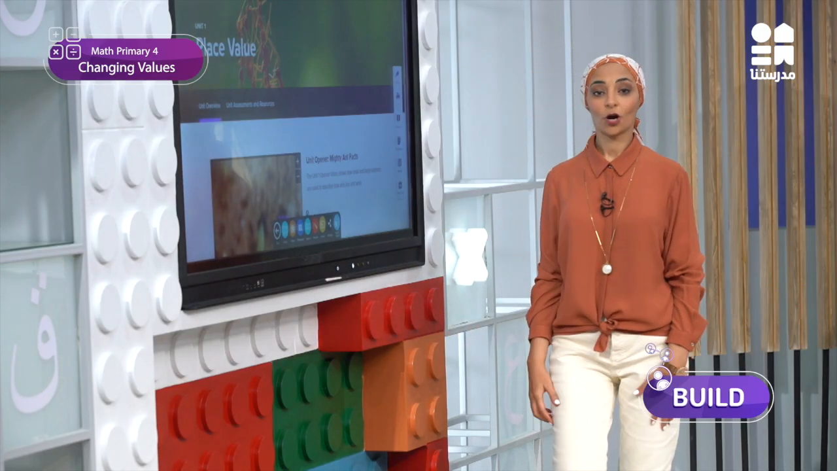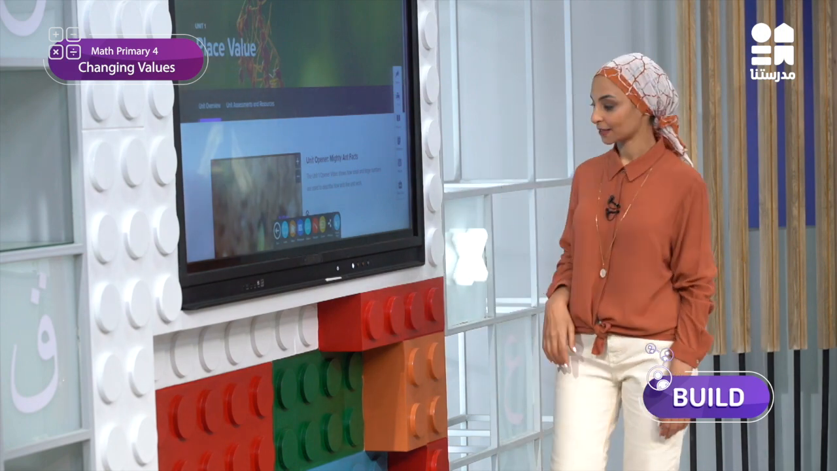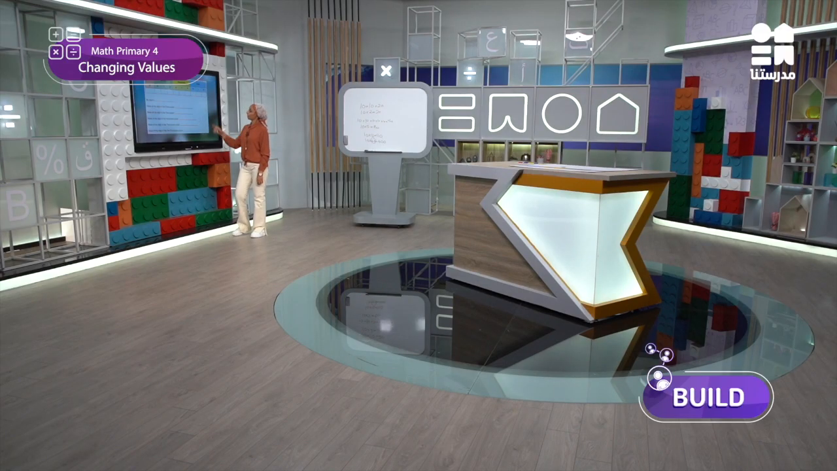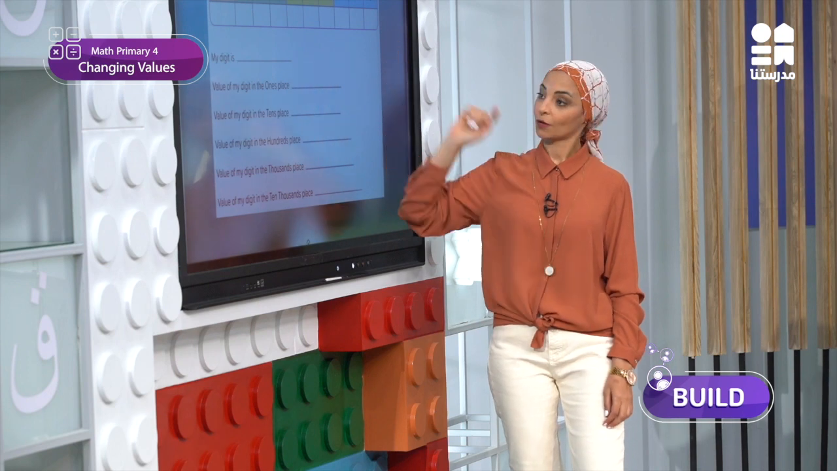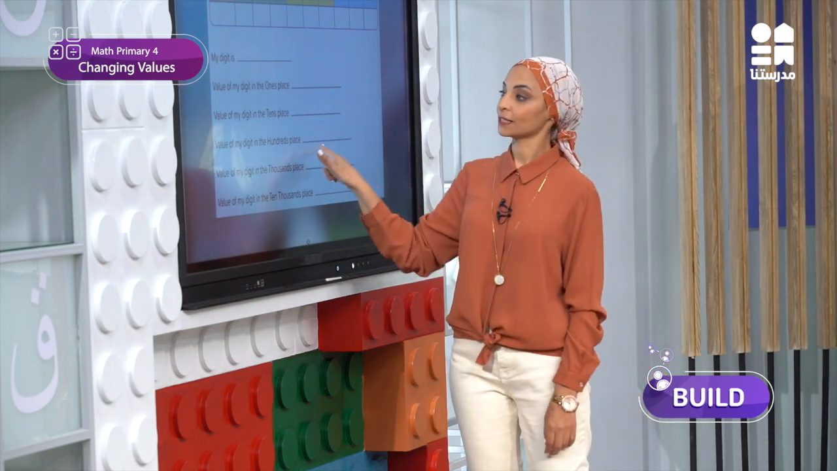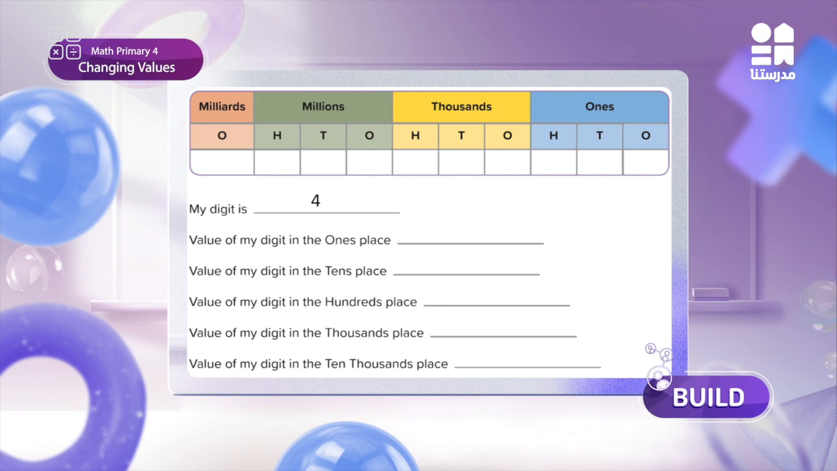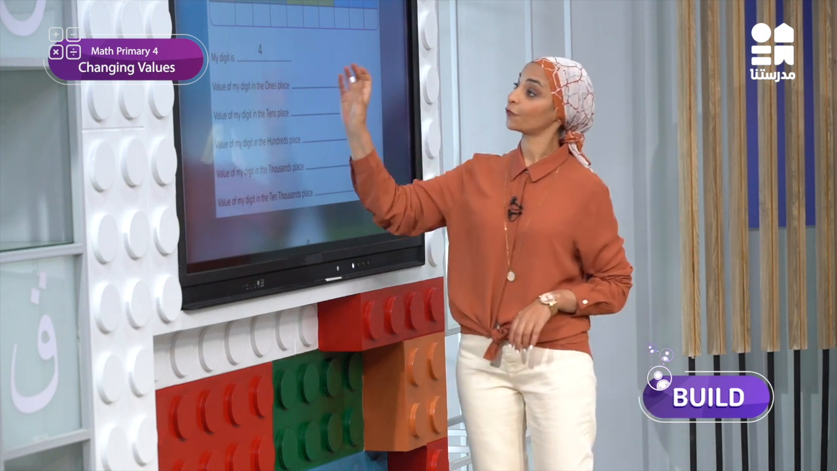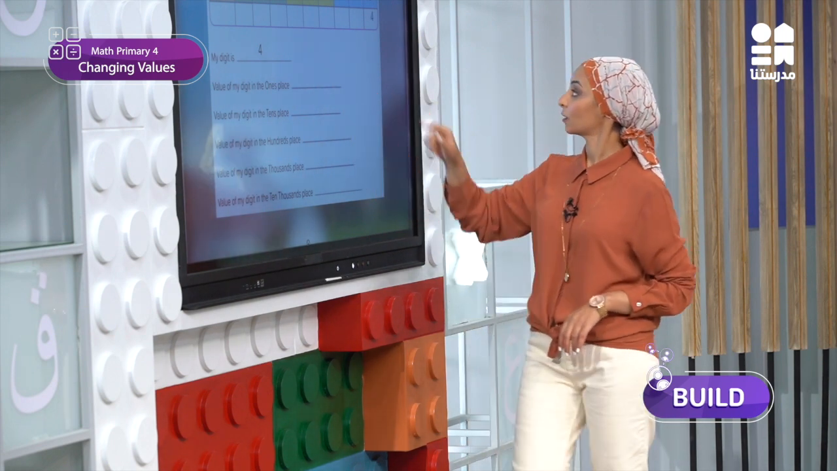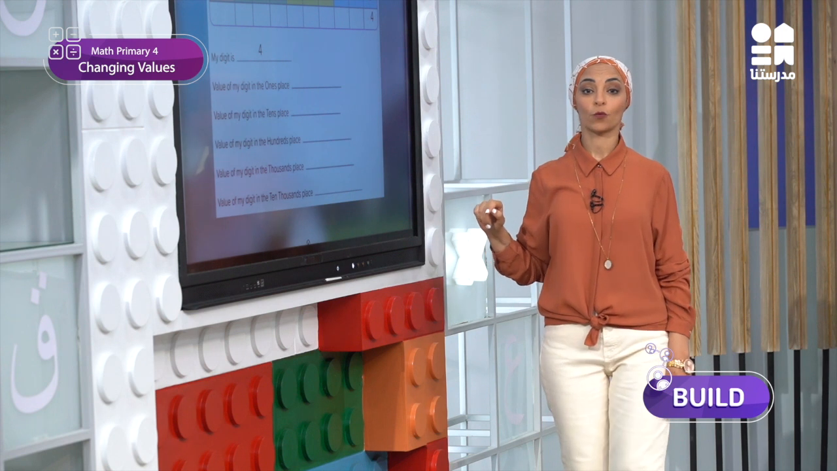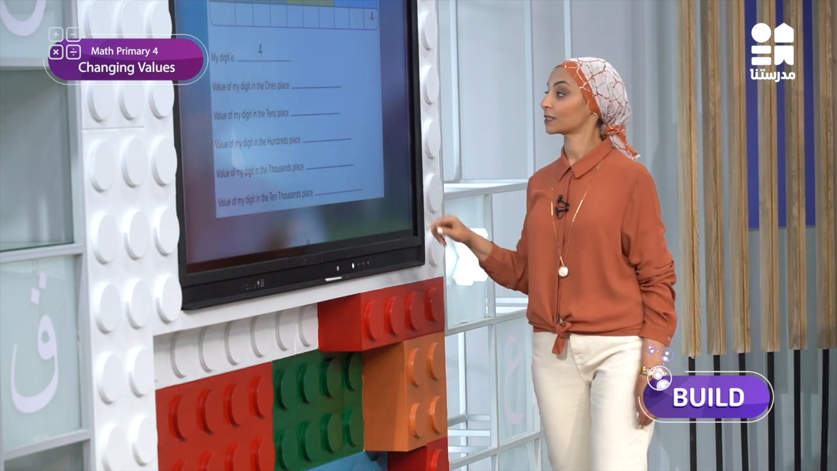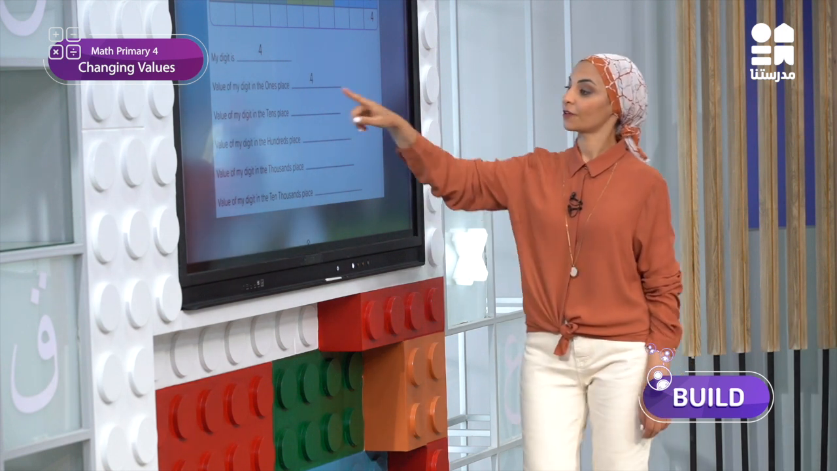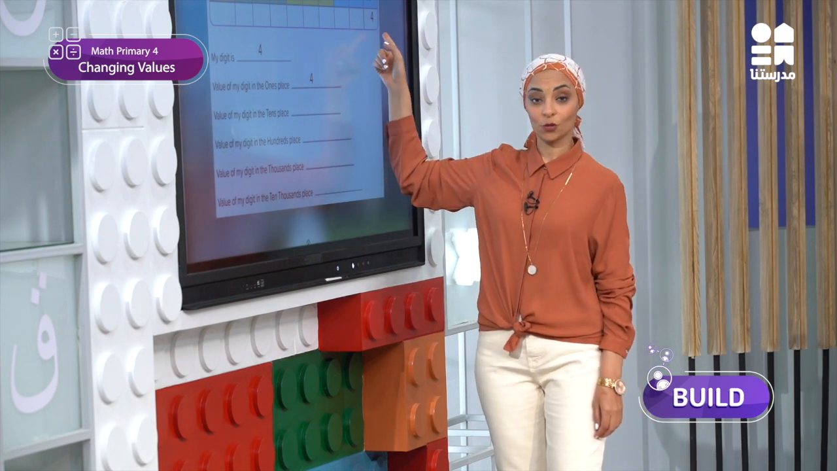Okay. Now I'm going to choose digit 4. Then I will write its value each time. Let's see. Now, here as you see the chart, okay, and my digit is 4. I will choose digit 4 and I will write its value. Now, the value of my digit in the ones place. If I put this 4 in the ones place, look like this. What is the value of 4 in the ones place? Yes, you know it. I'm sure that you know it. The value of 4 in the ones place is only 4.